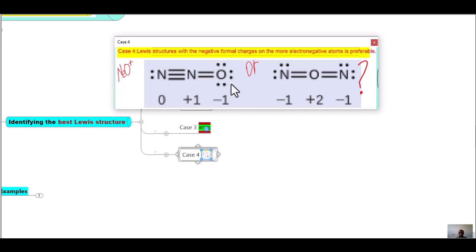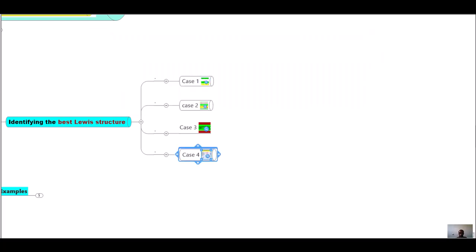So it says that a Lewis structure with the negative formal charge on the more electronegative atom is the most preferable. So oxygen is the more electronegative atom, and oxygen should have the minus charge. So this one is the more preferable Lewis structure. This is the way to identify the best Lewis structure.